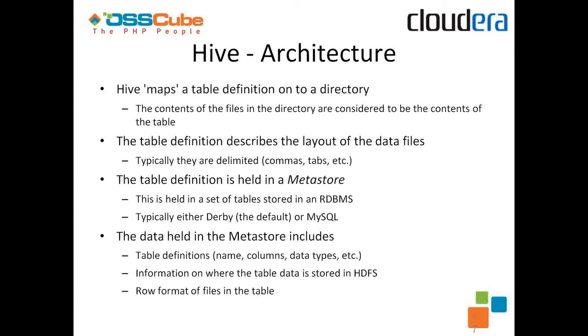Generally, this will be a delimited file like CSV, comma separated, or tabs, or some other delimiters. When you have specific formatting, you need to tell Hive how it's formatted so it can interpret it and understand the data that sits within that file. And all these definitions of these tables, all this metadata, is stored in a metastore.